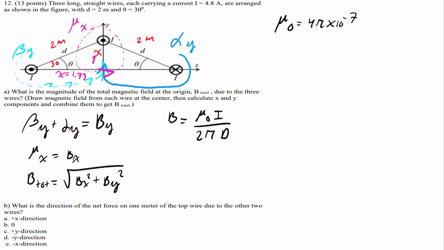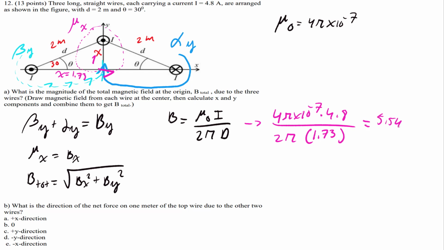Yeah, so now we found out our distances. And we can solve for b now. So what's the b for beta? Well, beta, that's just going to be mu sub naught, which is 4 pi times 10 negative 7. Multiply that by the amp, which is 4.8. Divide that by 2 pi. And then the distance. So the distance from here to the origin, that's going to be 1.73. Right? So that's 1.73. And if you do that, you actually get 5.54 times 10 to the negative 7 Teslas.